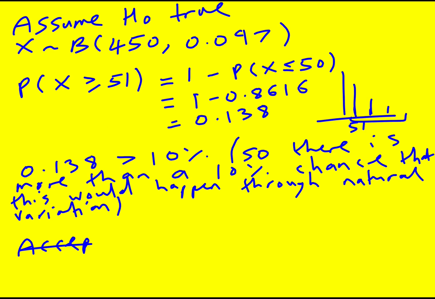Wait a sec. No, we don't accept H0. I always mess this up. We do not reject H0. You get the mark for writing accept H0, but we never quite accept it. We just say that there's not enough evidence to reject it.